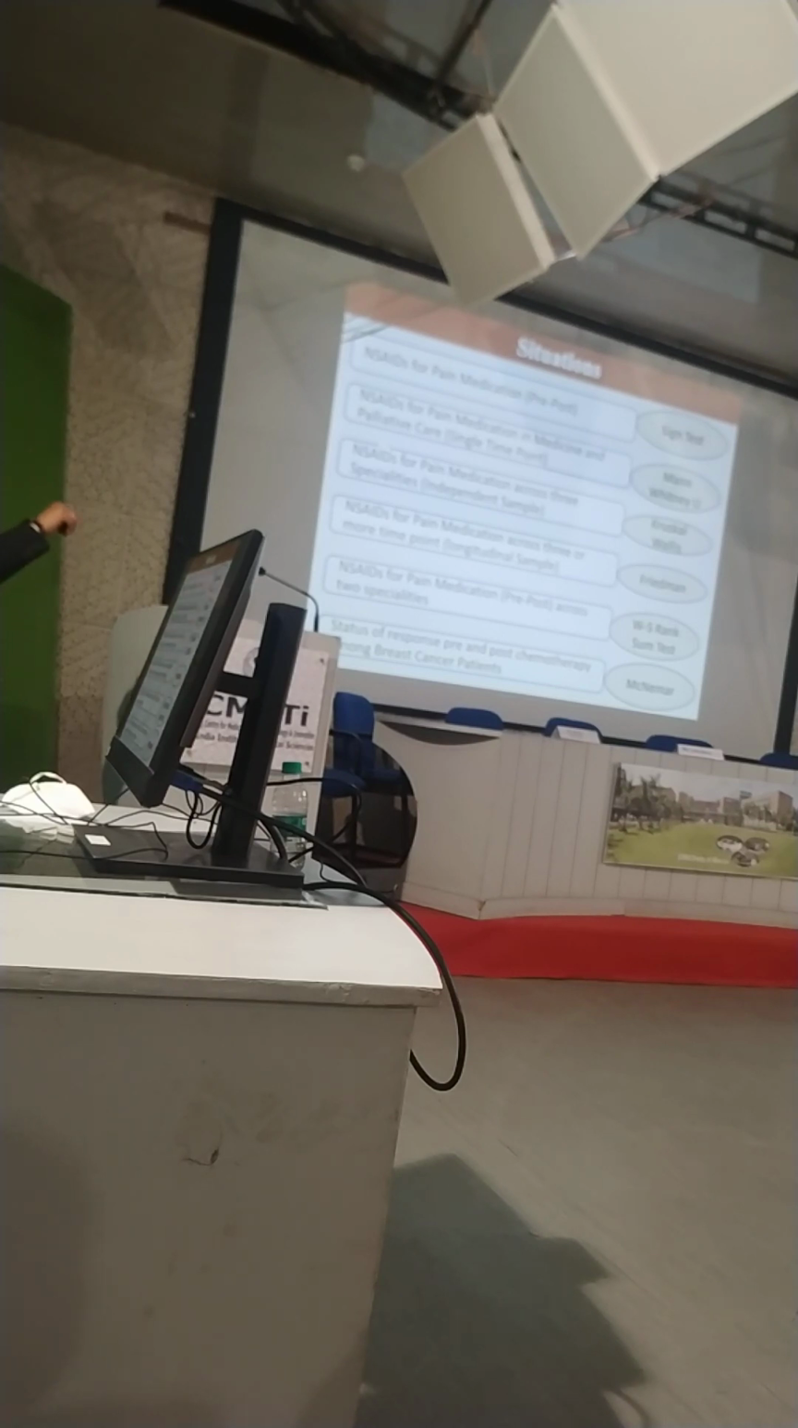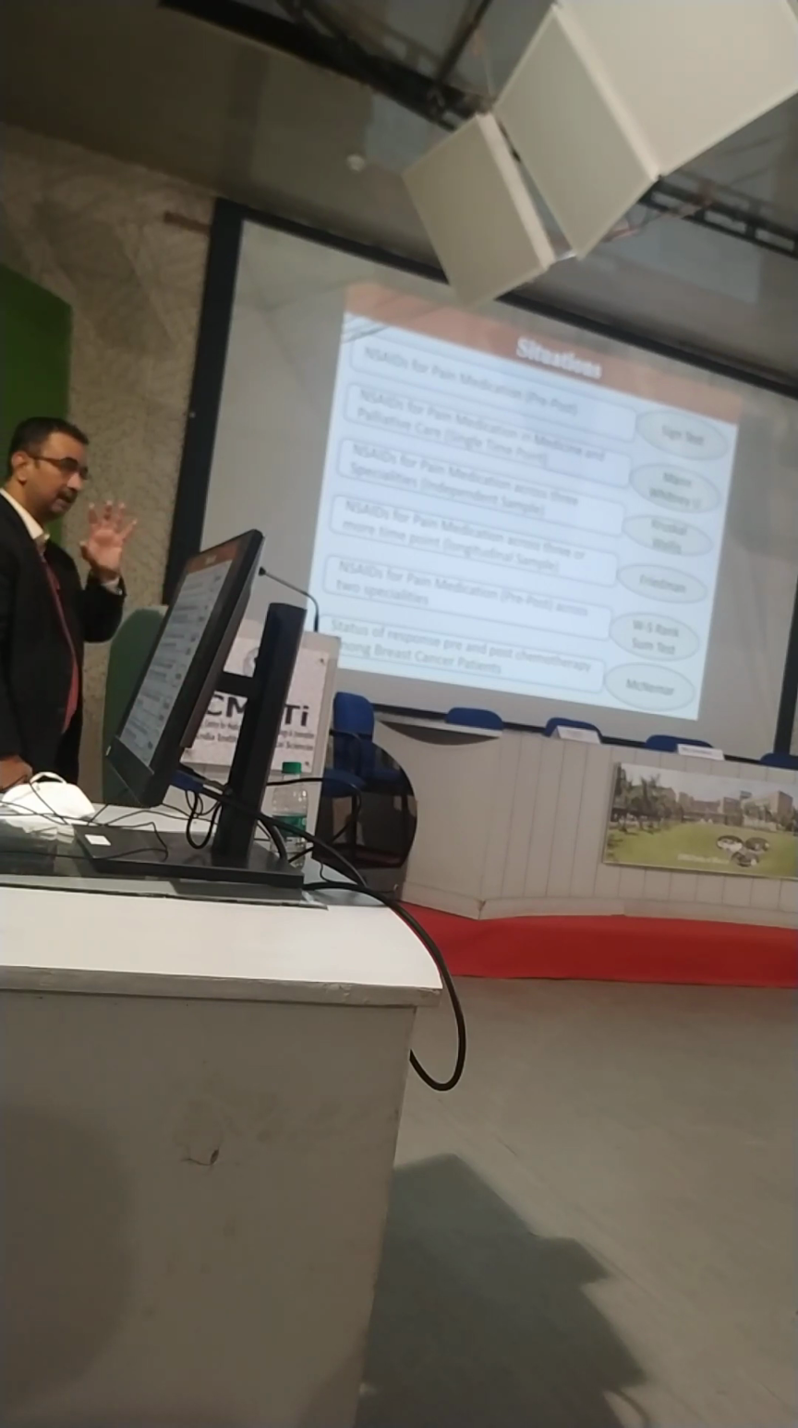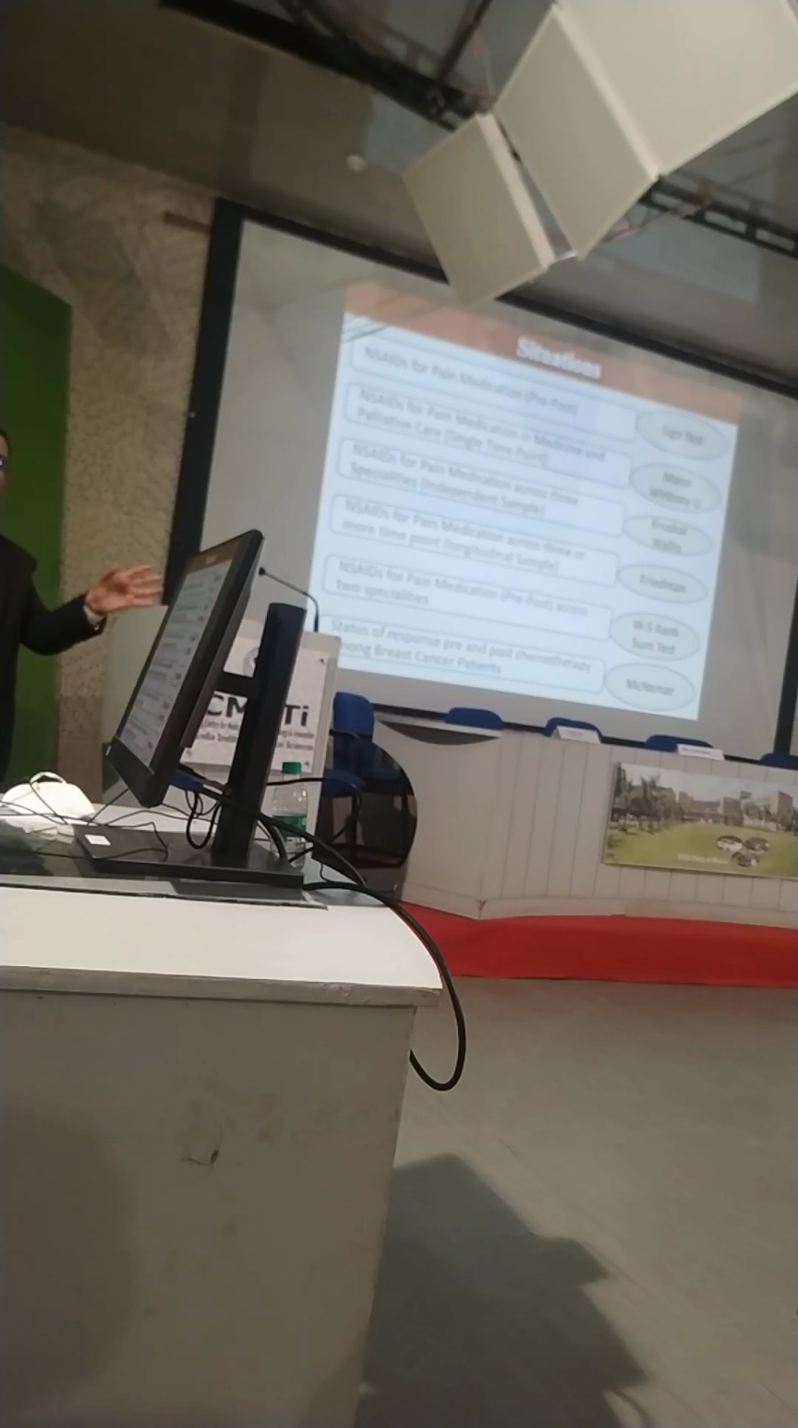In the same way, when you want to do it for 3 different specialties, Kruskal-Wallis independent sample, say medicine, say palliative care, say critical care, different samples. That means samples taken from 3 different sites or from 3 different populations. Longitudinal samples, Friedman, and for Wilcoxon signed rank test.